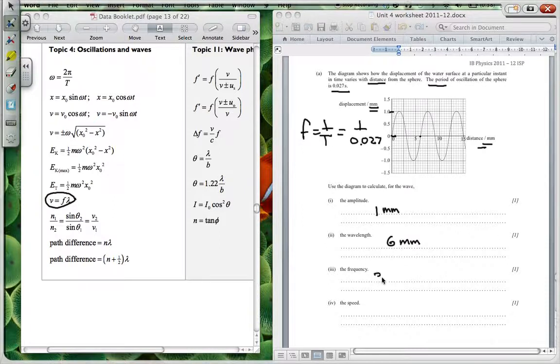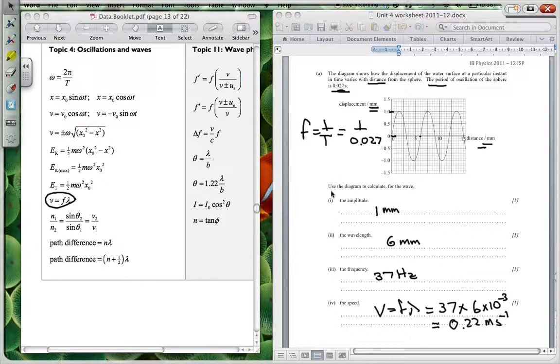The frequency, as we've just already worked out, is equal to 1 over 0.027. That works out to be about 37 hertz, and the speed, velocity, is equal to frequency times wavelength. So if we put our wavelength into meters, it's going to be 37 times 6 times 10 to the negative 3. We will get our final value, which is about 0.22 meters per second. Notice again, everything is to 2 significant digits, so that's why our answer there is in 2 significant digits.